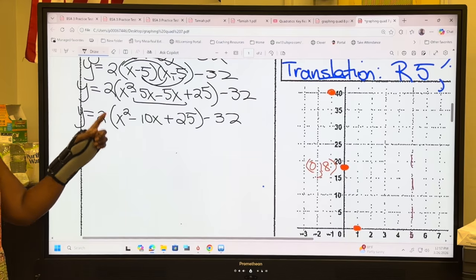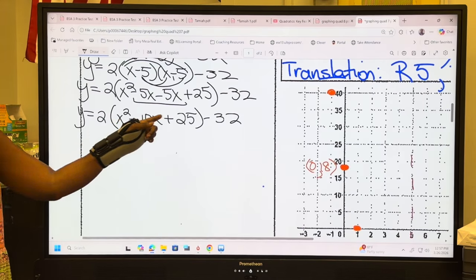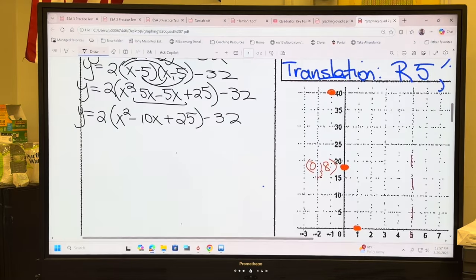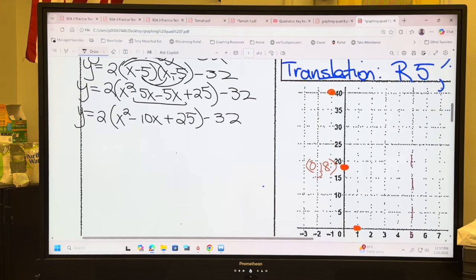All right. Now, can I combine anything that's inside this parenthesis? Can I put these together? No, not like terms. In order to put them together, there needs to be the same variable with the same exponent, and they're not. So I can't do anything else with that, but I still have to get rid of this parenthesis. So what am I going to do next?